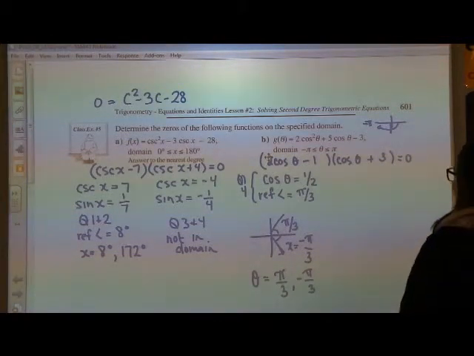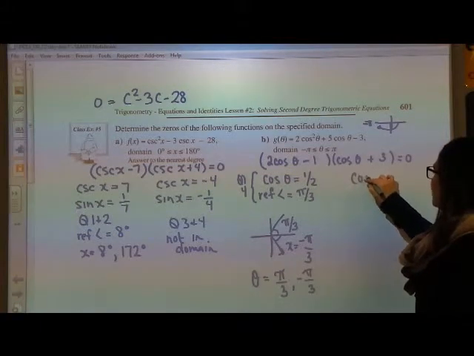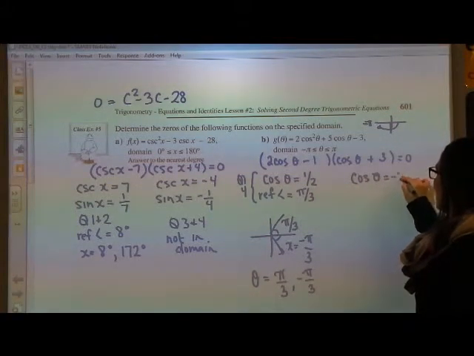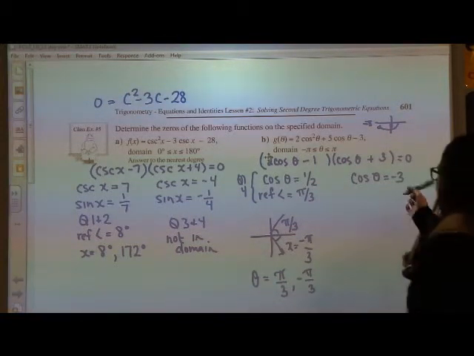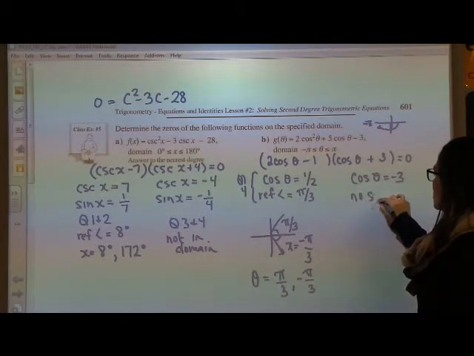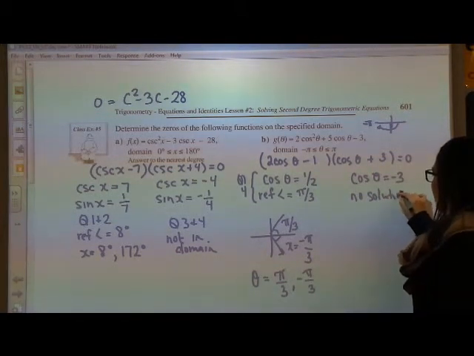Now if I look at the other factor, I get cos theta equals negative 3. And we talked about this the other day. Can cos ever be greater than 1? No, because it's something over the hypotenuse. So at this point, there is no solution for this factor.